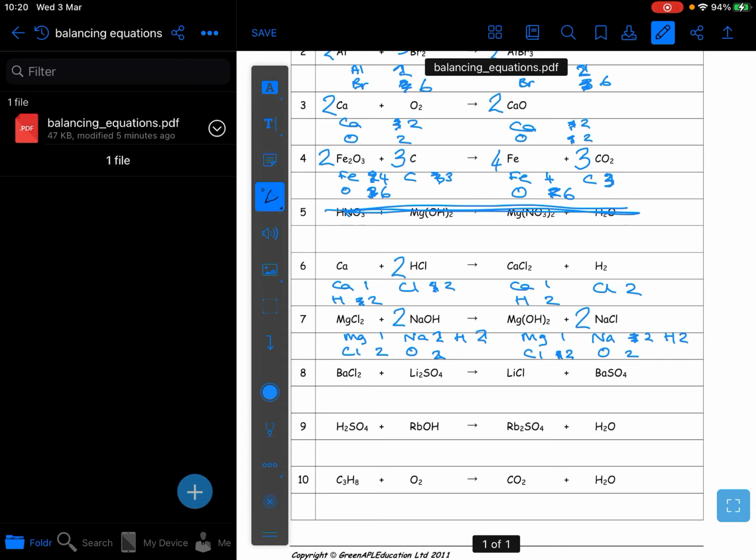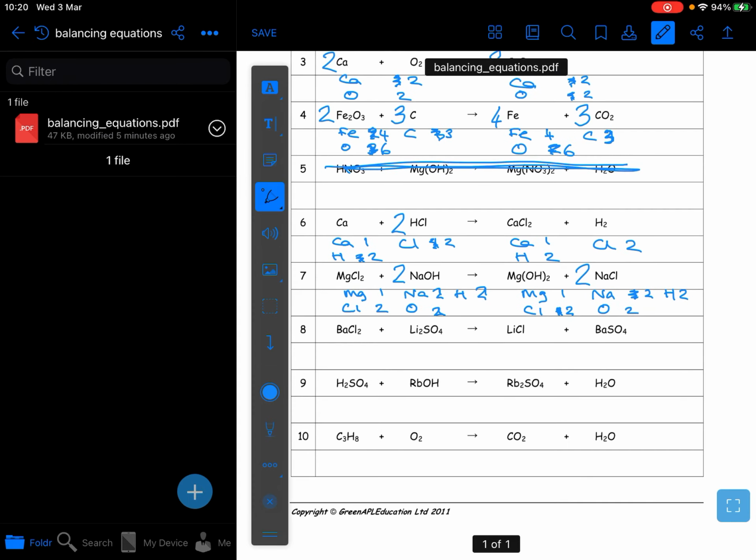Magnesium 1, chlorine 2, sodium 2, oxygen 2, hydrogen 2, hydrogen 2. On a roll, baby. Right, now we have, again, quite a long one: barium, chlorine, lithium, sodium, sulfur, and oxygen. Then again, barium, chlorine, lithium, sulfur, and oxygen. Please notice, even though I was very tempted, I have made sure they are in the right order again. They are always in the same order.